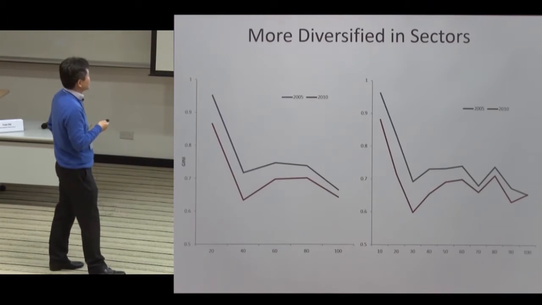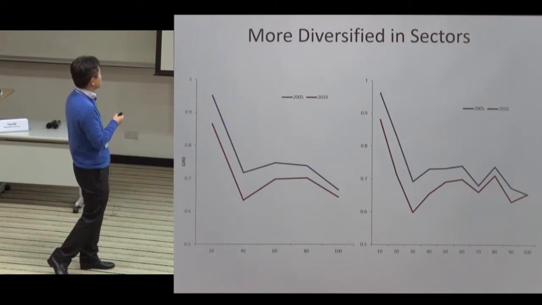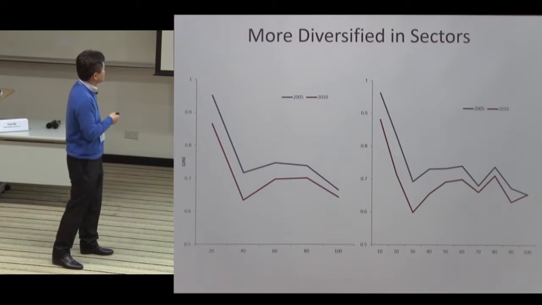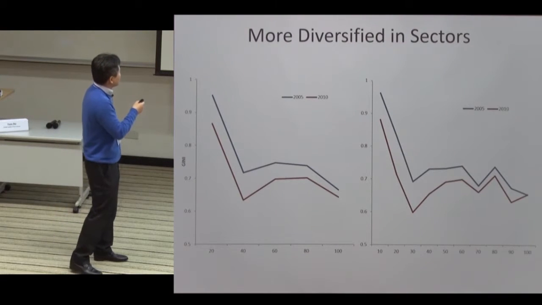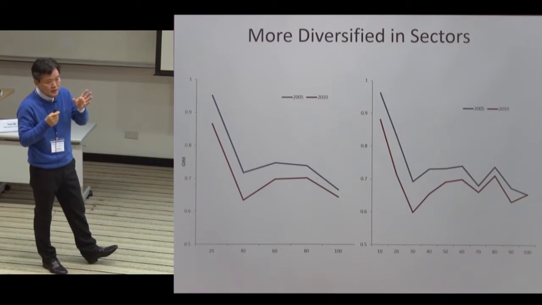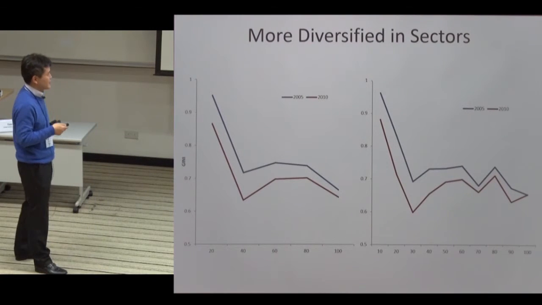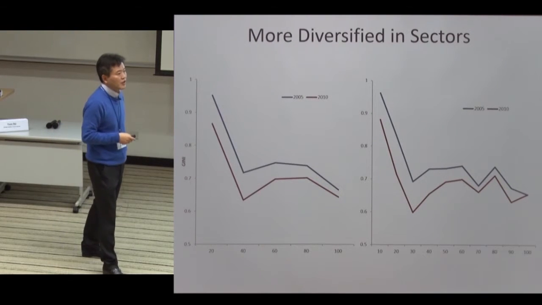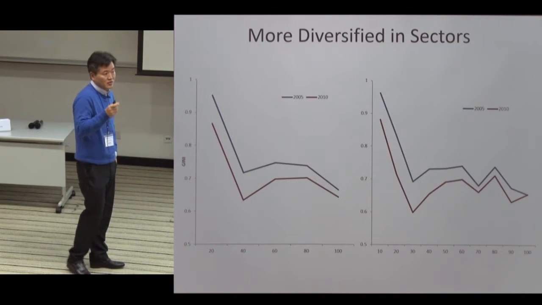We also use this data to look at the Gini of each quintile. We can find that between 2005 and 2010, employment across sectors is more diversified in China. It's like the Gini for employment, employment in each job.